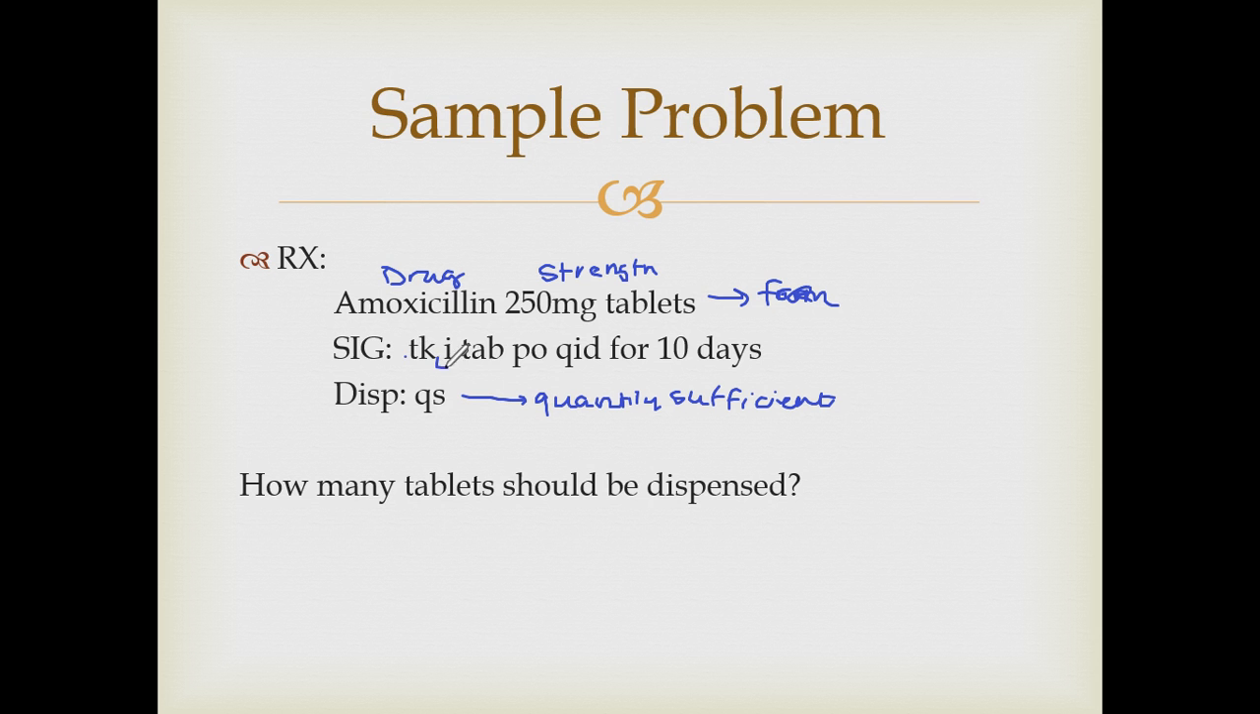Now here I have my dose. My dose here is 1 tablet. My QID is 4 times a day, and that's my frequency. And I have my duration. So if I follow my equation, my dose, which is 1 tablet, times my frequency, which is 4 times a day, times the amount of days is 10, so 1 times 4 times 10 is a quantity dispensed of 40 tablets.